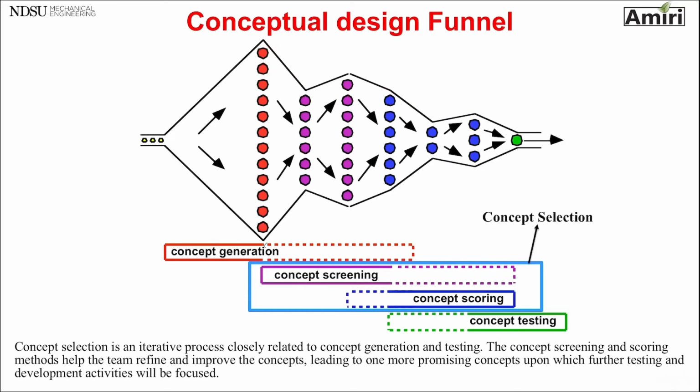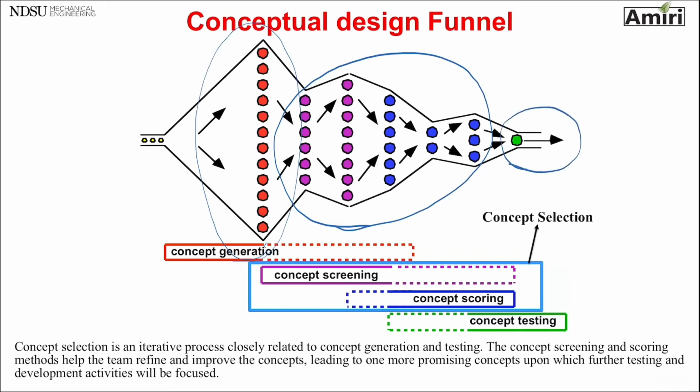So you generated a bunch of concepts. This is a conceptual design funnel. Now you are in this stage of concept selection. It's a two-step stage that we are going to talk about, and the outcome of it is going to be one final concept that you move on with. The benefit of this method versus just sitting down and brainstorming and picking a concept is, if for any reason this concept doesn't work, you have a second best that you can go to. If for any reason that doesn't work, you have a third best that you can go to, and so on.